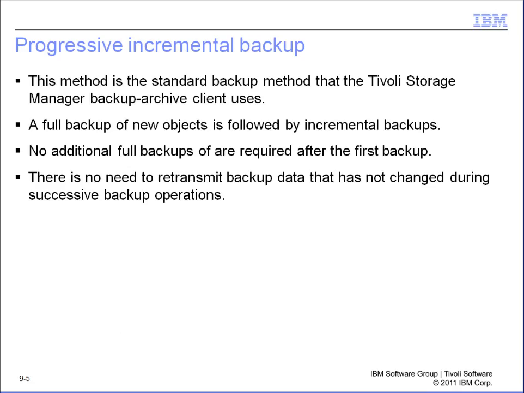Tivoli Storage Manager uses what is called the progressive incremental backup. Only changed data is backed up. The first time a file is backed up, it's all new. Therefore, it's all backed up. Then, as the file changes, you're only backing up the changed portion. This cuts way back on your backup window as well as your storage space.